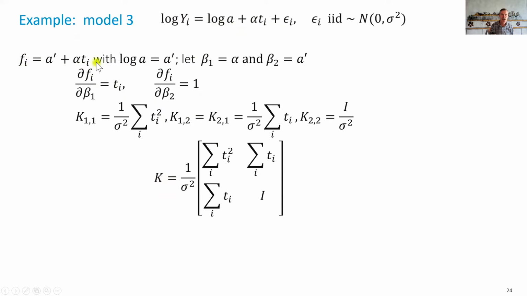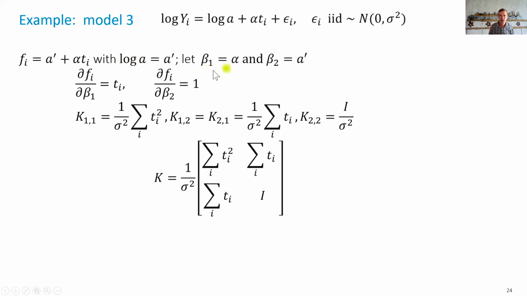So fi is equal to log a, which I call a prime, this compressed notation, plus alpha ti. That's a simple case because it's linear. So this theorem says we compute all the cross derivatives. So we compute first the first derivative. With respect to beta 1, what is beta 1? Beta 1 is the first component of the parameter. It depends what we call beta 1. Here I call beta 1 alpha and beta 2 a prime. There are multiple ways of parameterizing the problem. They will lead to different calculations, but hopefully to the same final results.